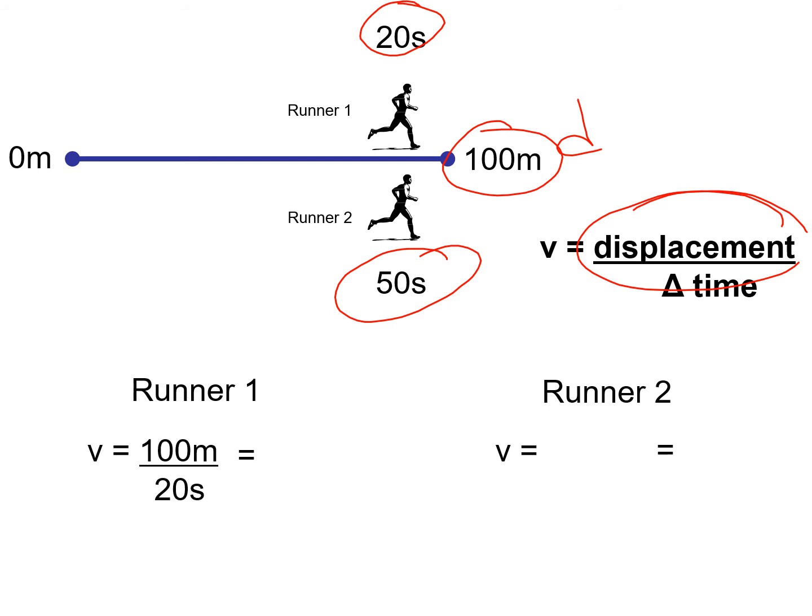For their velocity, they traveled 100 meters in 20 seconds, so their average velocity was 5 meters per second. Runner 2 took longer, obviously. They did 100 meters in 50 seconds, so their velocity was 2 meters per second. So we'd say that runner 1 has a greater average velocity than runner 2.